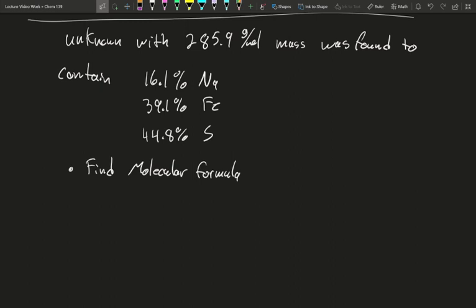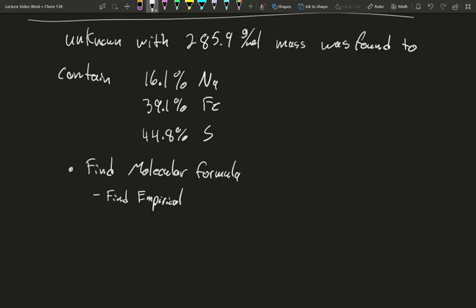Well, to start, if I want to find a molecular formula, I generally first need an empirical formula. So our first step is to find empirical. To do that, I need to find out how many moles of each element I have relative to the other elements. Well, I wasn't given a starting mass of my sample, but that's actually not a problem.